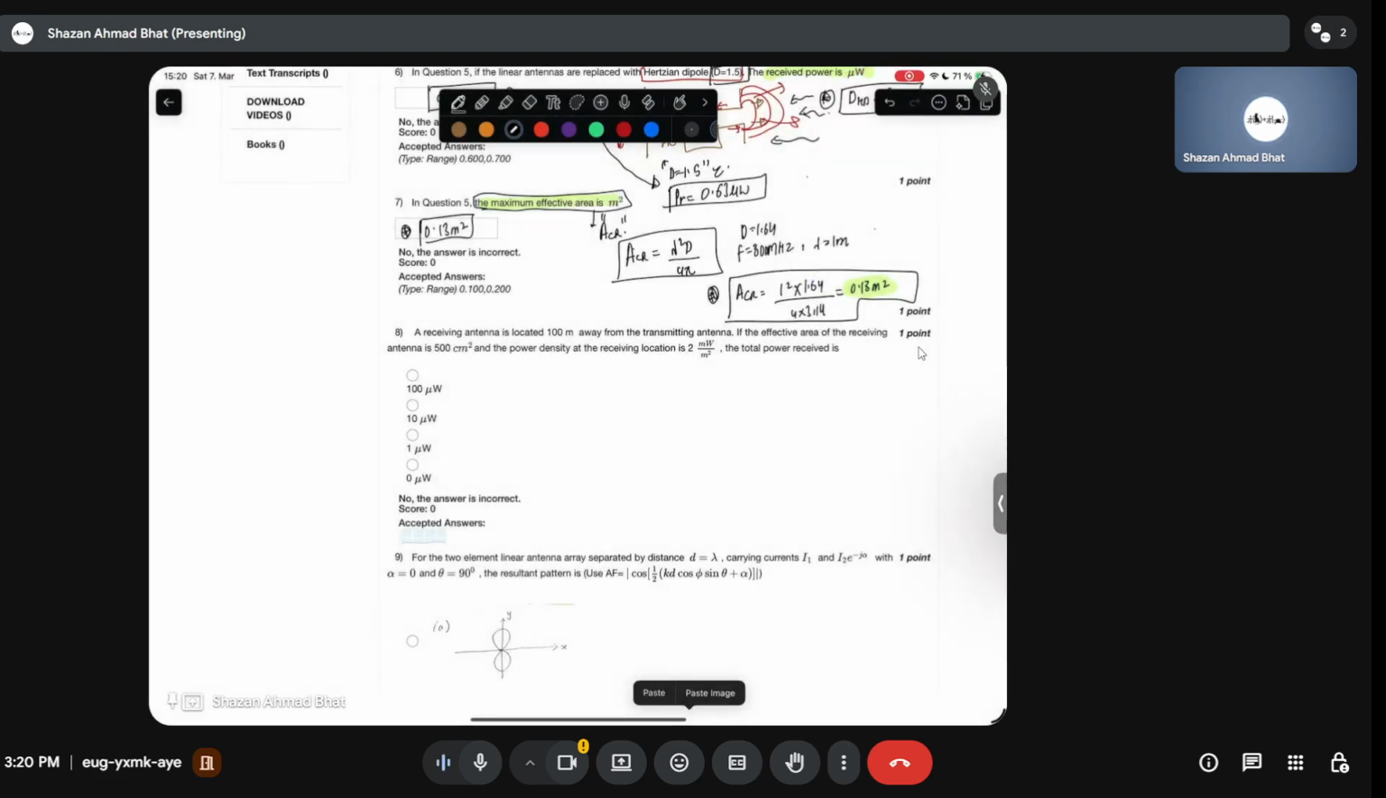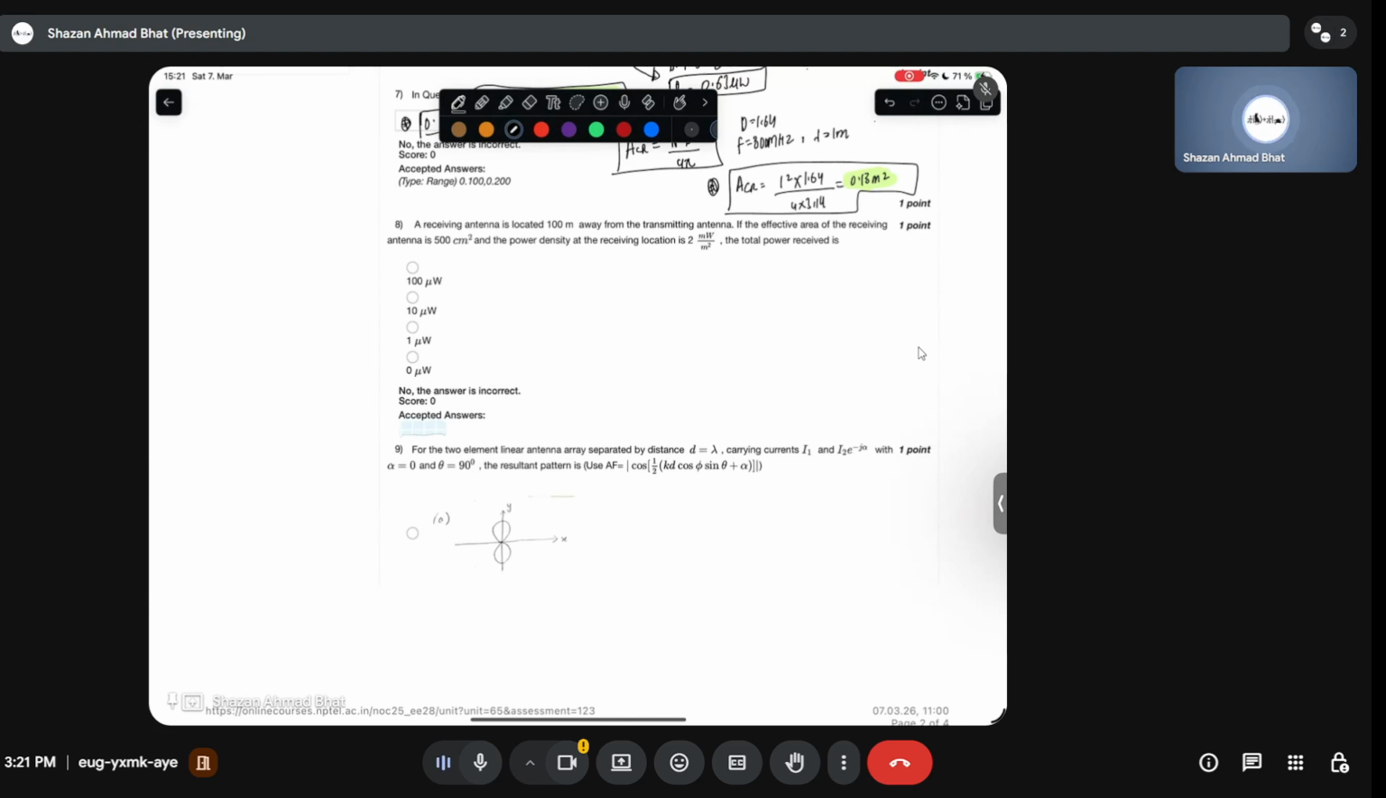Now moving on to question 8. The receiving antenna is located 100 meters away from the transmitting antenna. Now you have reduced the distance. So this is 100 meters, which is 0.1 kilometers. If the effective area of the receiving antenna is 500 centimeters squared, that means it's 500 into 10 to the power minus 4 meters squared, which is 5 into 10 to the power minus 2 meters squared. So this is the effective area of the receiving antenna.